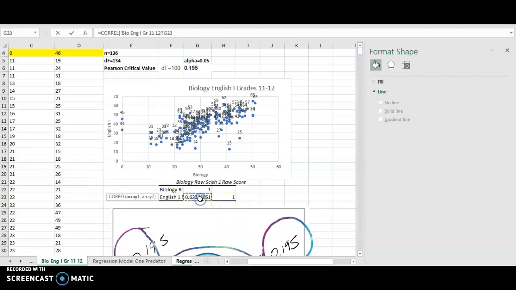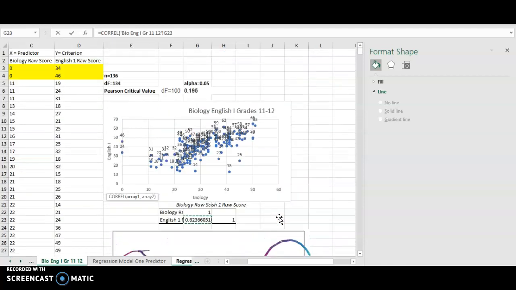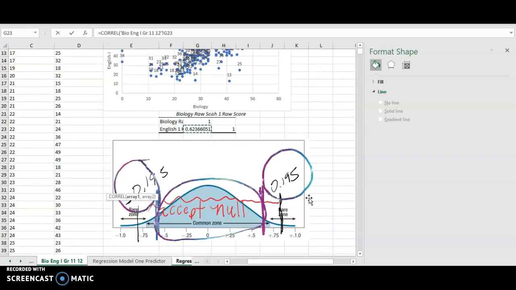Last week, my correlation was 0.623 or 0.624. And that would have landed right here where this purple line is. Not far enough out to be in the rare zone of my Pearson R, which was 0.195 based upon an alpha of 0.05. And so you can see here, last week I accepted my null hypothesis that there's really no correlation between biology and English 1 scores.